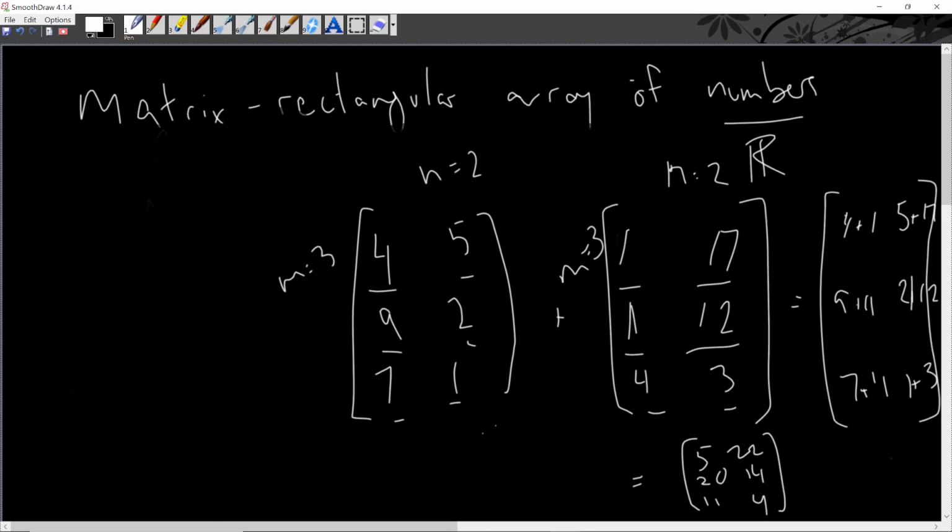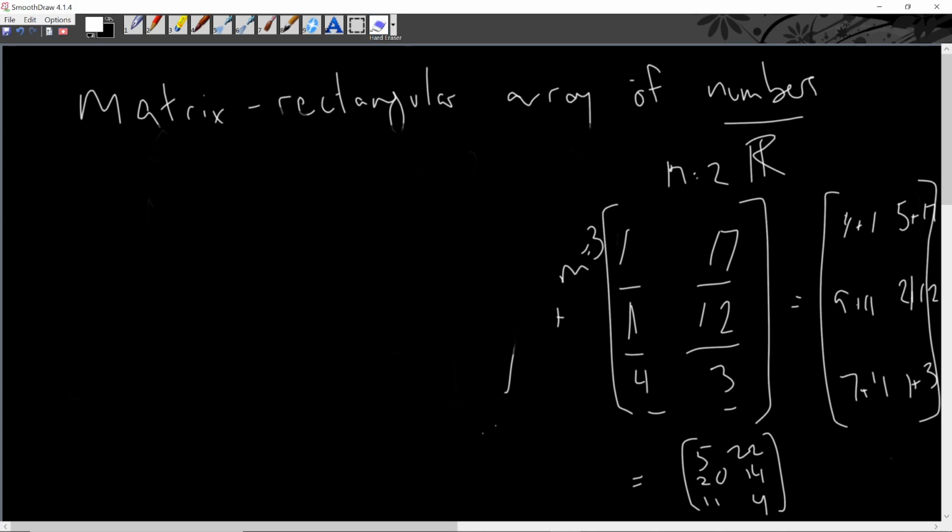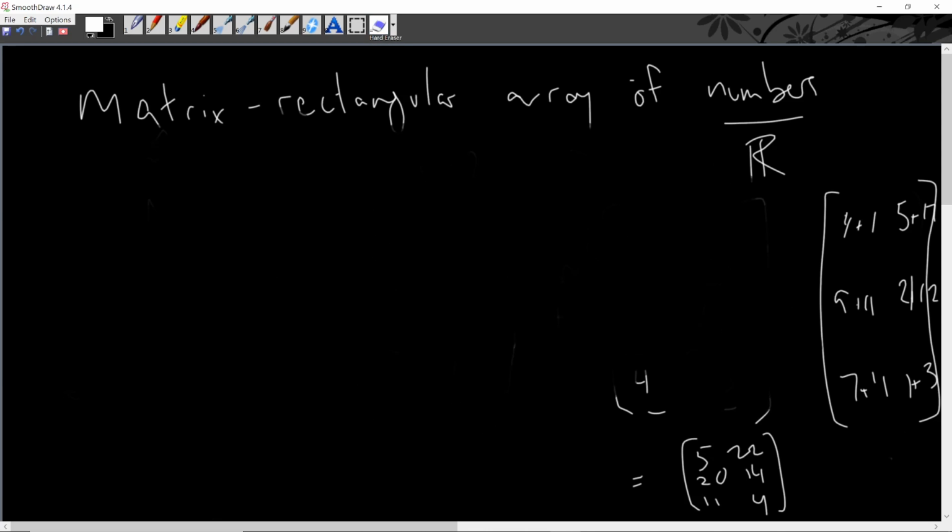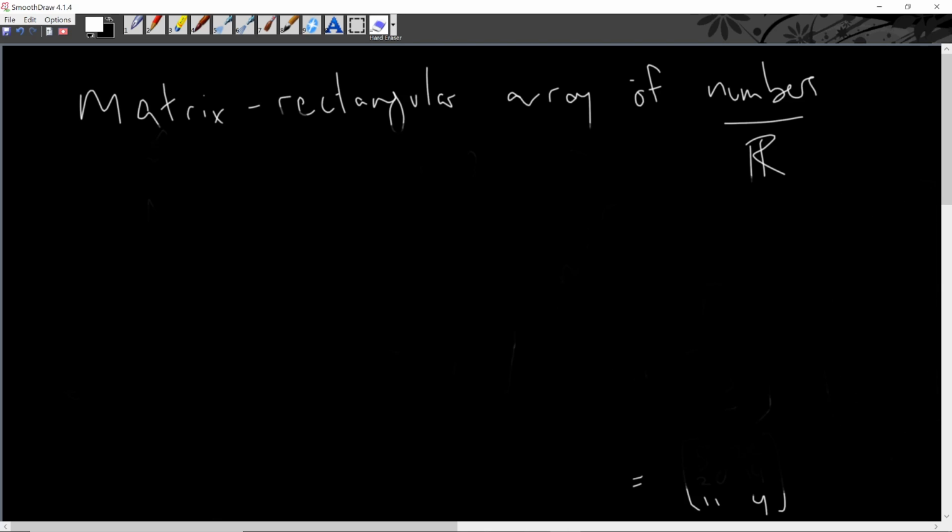So yeah, matrix addition really isn't as difficult as it might appear to be, but these are only of the same size. I think there's a certain type of sum of different size matrices that's some crazy calculation, but let's get into something I think a little bit more interesting, and that is scalar multiplication.